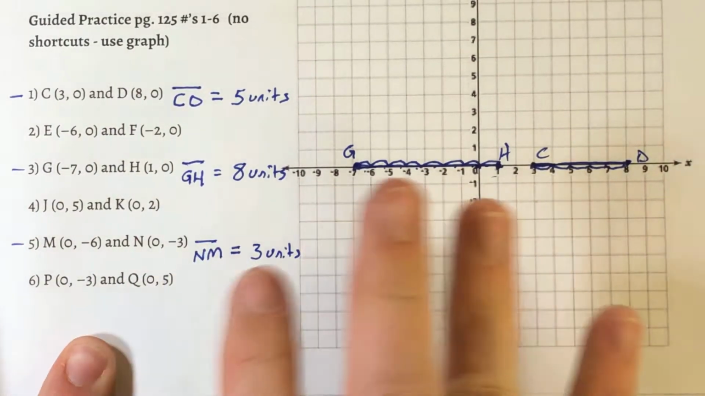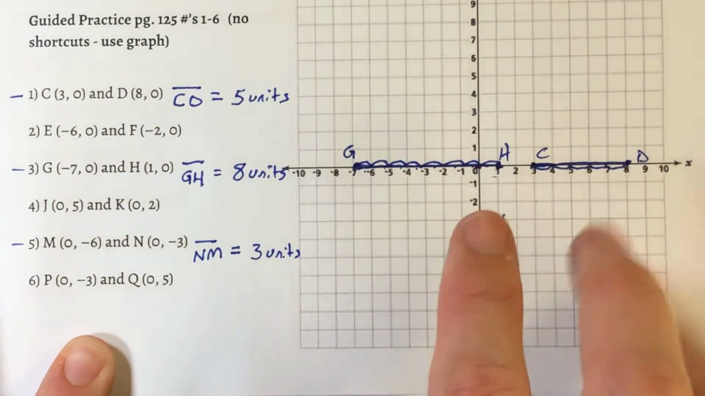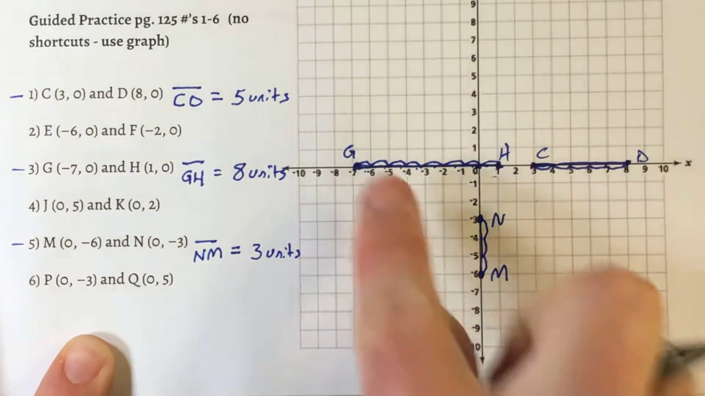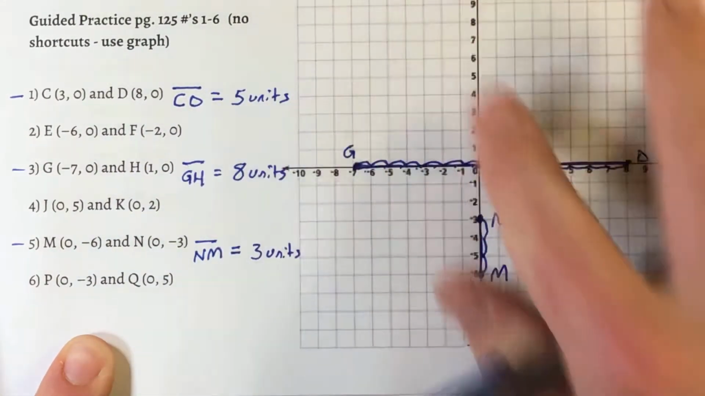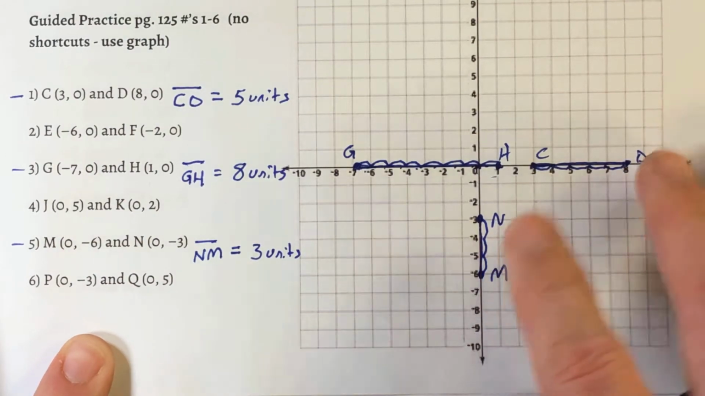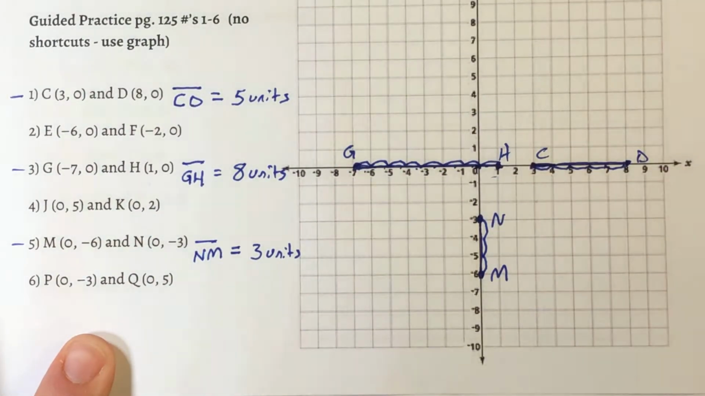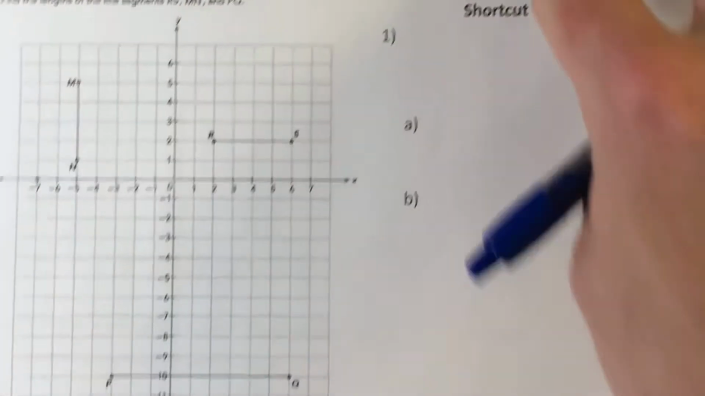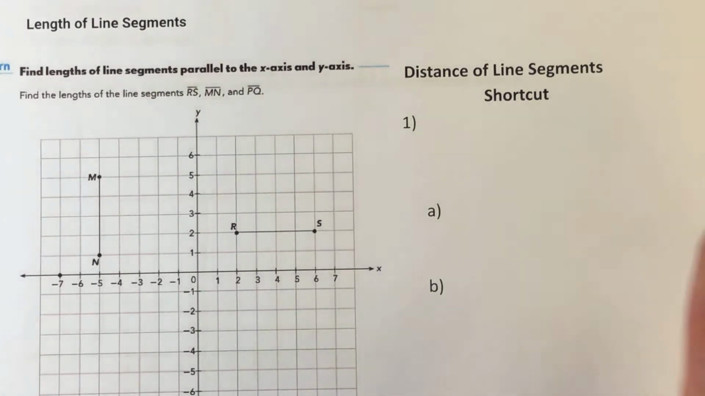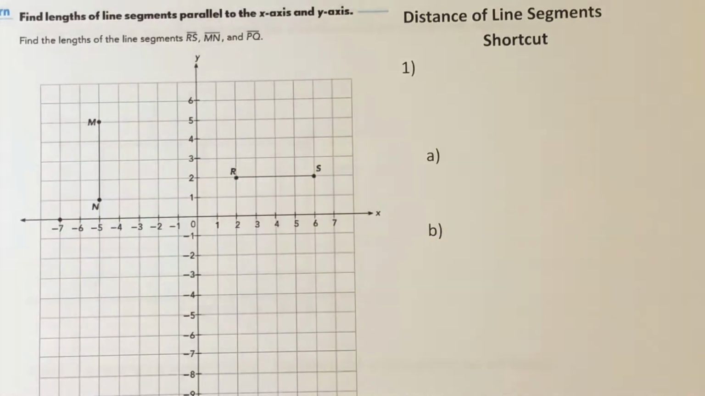Now, the benefit of doing it this way is, if you already have them graphed, it's as easy as counting. But let's say you don't have graph paper, or you don't want to take the time of making a coordinate plane, because not everything is going to be printed nicely for you like this. You might want a shortcut, which is what I'm going to show you next. So, how can you find the distance of line segments without depending on a coordinate plane or graphing it?